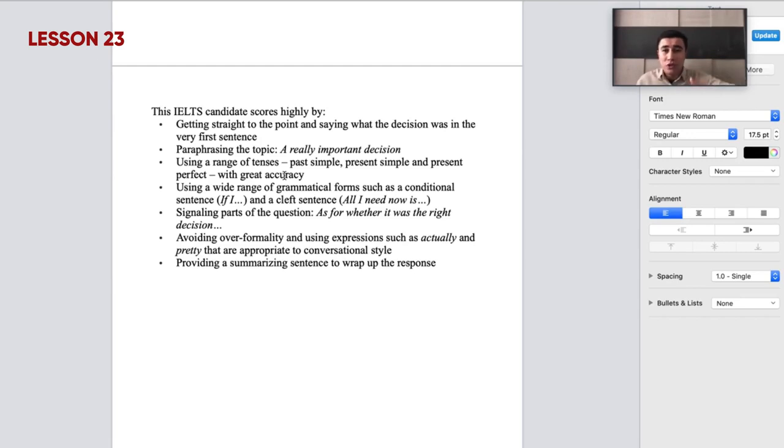So, first of all, it is always recommended to use slightly different language in your speaking, but avoid using slang, of course. Written language and spoken language are completely different. Even when you're delivering a formal speech, you will have to use some words that are more conversational. So these words, actually and pretty, are well suited in this answer.